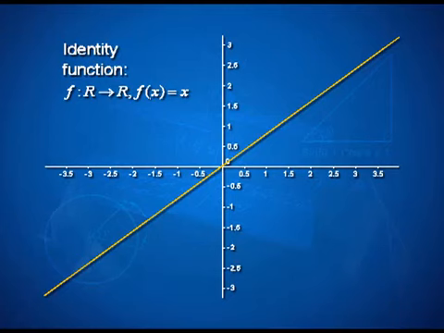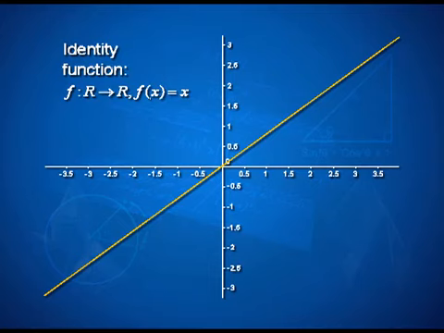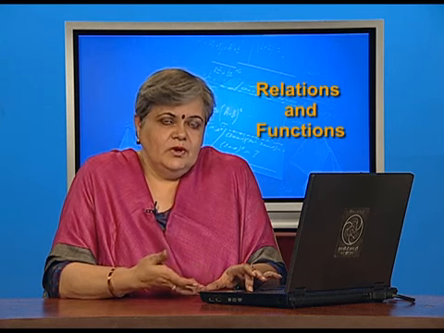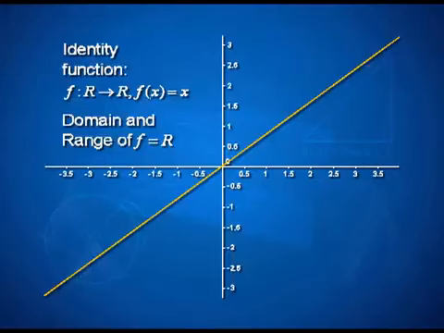Identity function is defined as a function from real numbers to real numbers, defined as f of x is equal to x. So, every number gets related to itself. When marked on the graph, it turns out to be a straight line. What is the domain of this function? All values that are coming from the set of real numbers can be processed by this function, and the output will be the same as what we have entered, and therefore, domain and range are both real numbers.